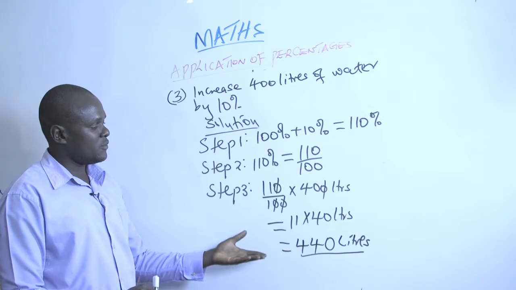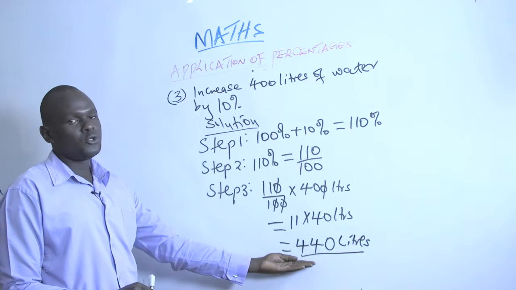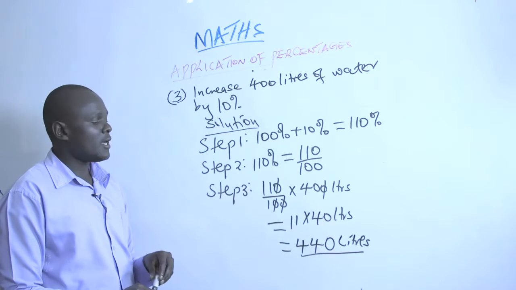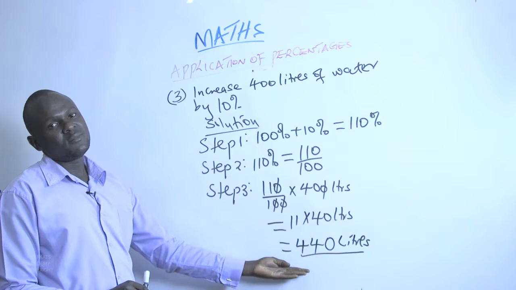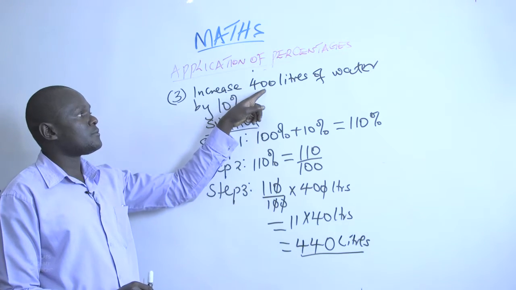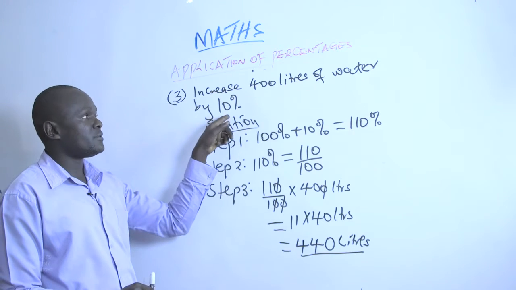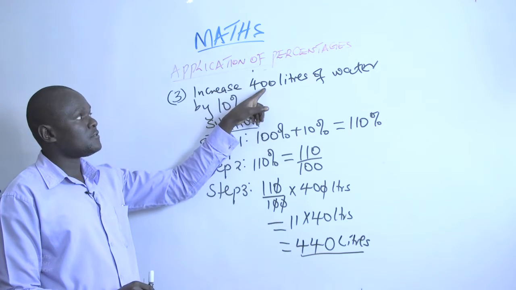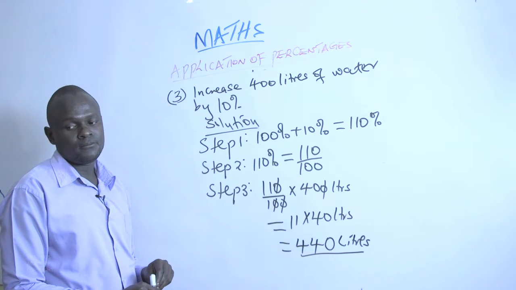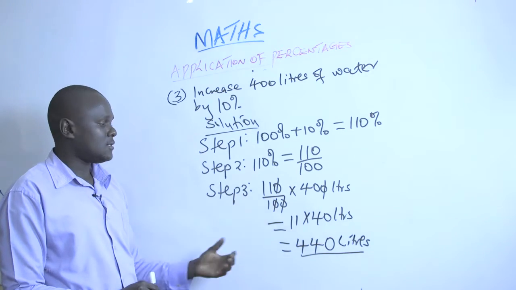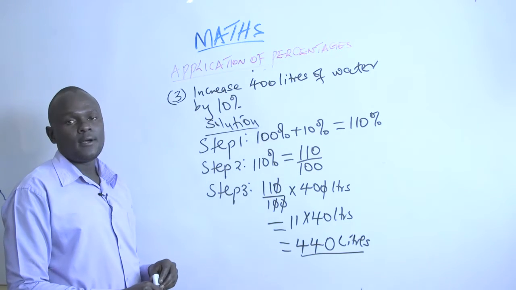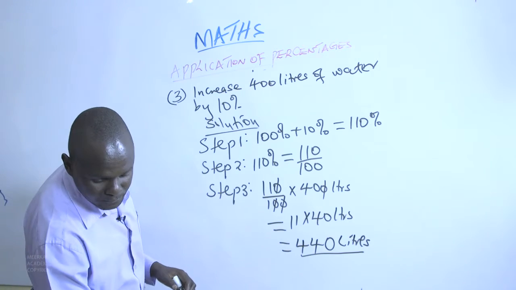So even when we try to compare this final quantity that we have to the initial one, you'll actually realize that it has been increased. Remember, our intention was to increase this particular quantity by 10%. So it has increased from 400 liters to 440 liters. It has an increase of 10%, and that increase is equal to 40 liters.